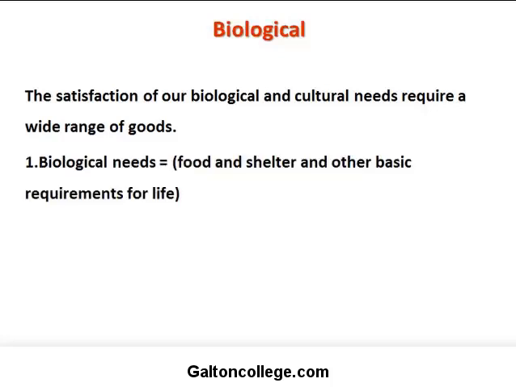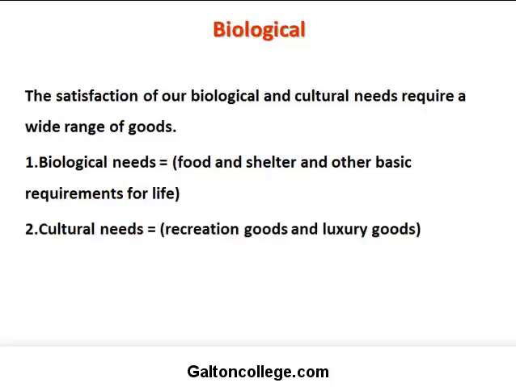Biological needs could be, as I said, food, shelter, other basic requirements for life. And that could be the basis for our needs. We go shopping because we have a need to satisfy food requirements. We go shopping to buy items for our homes to make them more comfortable. There are also cultural needs, recreational goods and luxury goods.